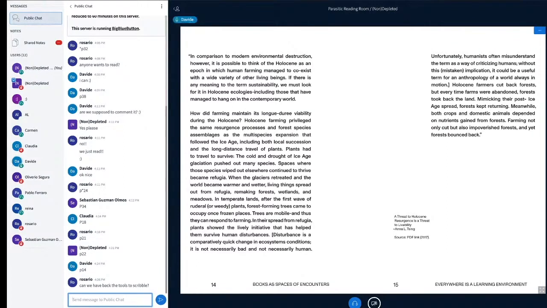Holocene farmers cut back forests, but every time farms were abandoned, forests took back the land. Mimicking their post-Ice Age spread, forests kept returning. Meanwhile, both crops and domestic animals depended on nutrients gained from the forest. Farming not only cut but also impoverished forests, and yet forests bounced back.